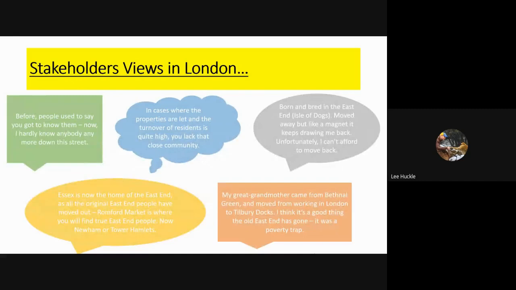And then you'd have looked at some of the viewpoints of people. These were some quotes from people in the London Docklands. And you can see there's a mix of perceptions here. So remind yourself about perceptions: different people, different groups, different stakeholders will have different views on a particular regeneration scheme.